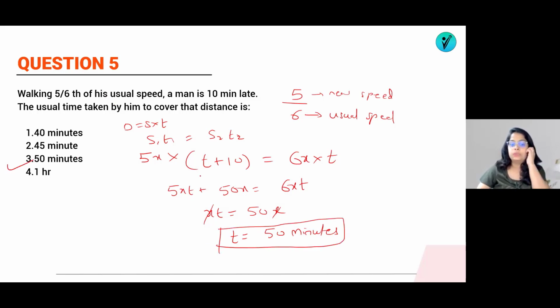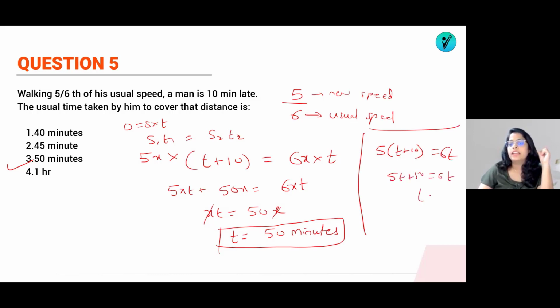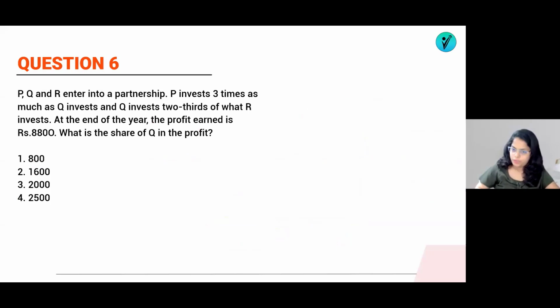You do not even need to take x. Simply, in the exam, I will take 5 into t plus 10, which is equal to 60. So 5t plus 50 is equal to 60, that means t is equal to 50. This is what you must do in the exam. That's it, easier. Now let's go for the next question. You can easily get the marks in such questions.